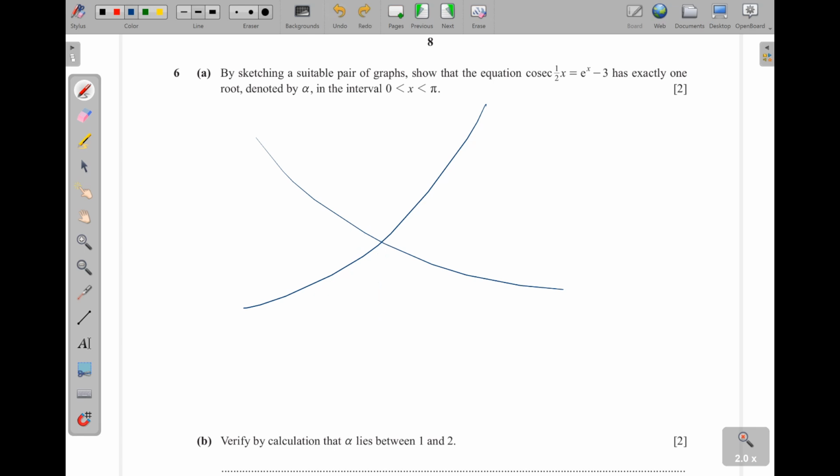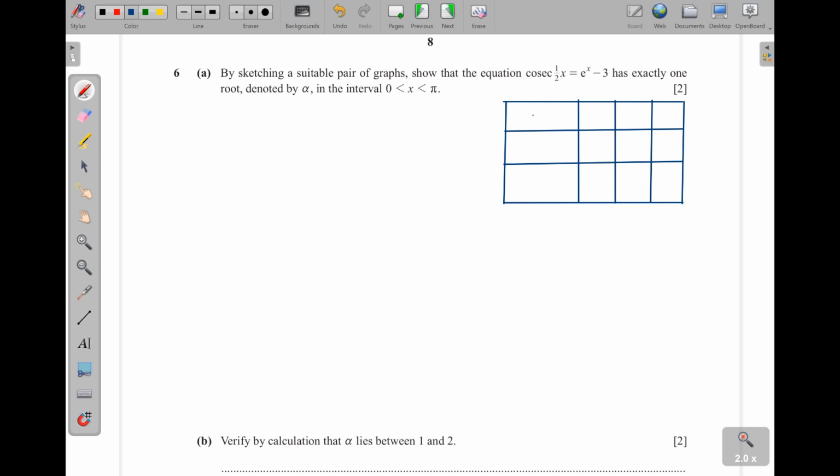Okay. So let's check. We can have a table of just maybe 3 coordinates. So let me draw a table here. Now I have x here. Then I can say y1, which is equal to 1 over sine of x over 2. Cosec is 1 over sine. And then the other one, maybe y2, is going to be equal to the exponential, so e power x then minus 3.